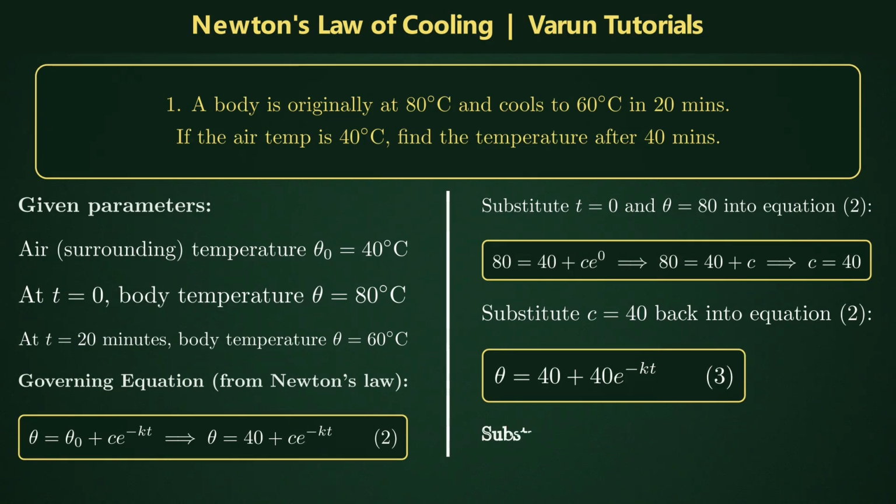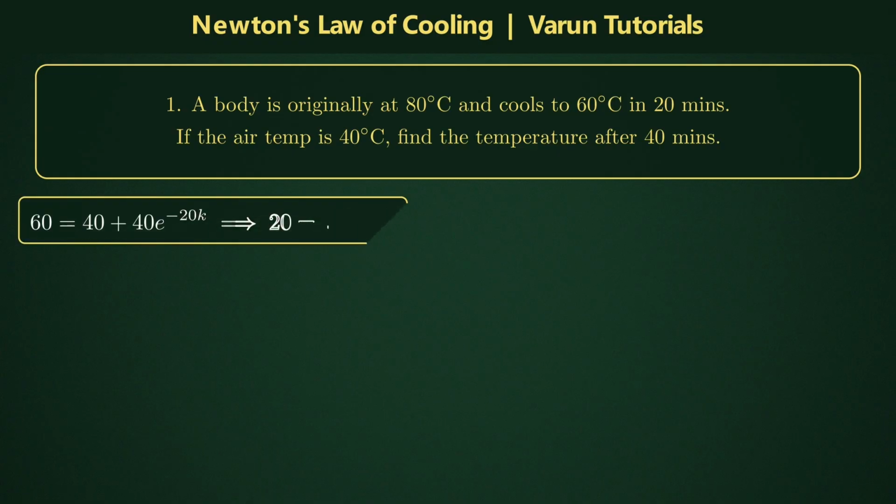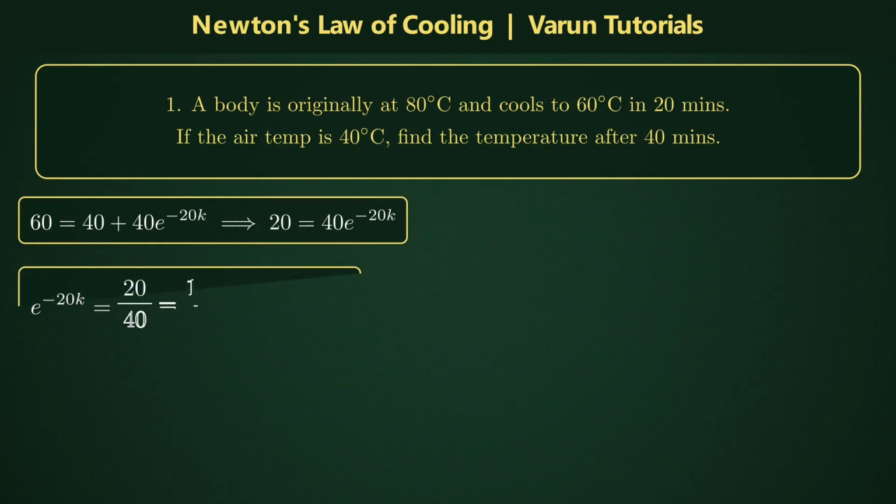Now, we substitute the second condition, t equals 20, theta equals 60, to find the cooling constant k. This gives 60 equals 40 plus 40 times e to the power of minus 20k. Subtracting 40 from both sides gives 20 equals 40 times e to the power of minus 20k. Dividing by 40, we get e to the power of minus 20k equals 20 over 40, which cancels to 1/2. Taking the reciprocal gives e to the power of 20k equals 2.